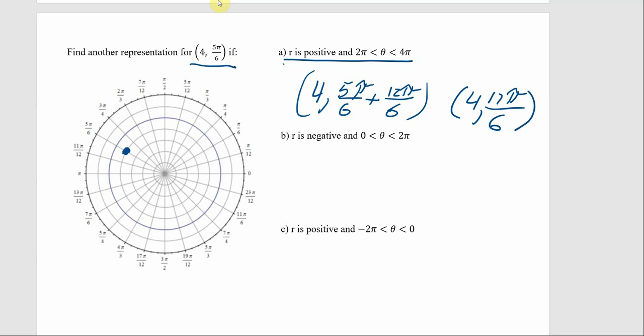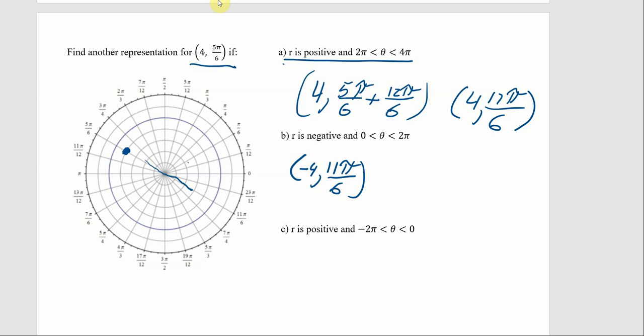All right, I want r to be negative, and the angle between 0 and 2 pi. So between 0 and 2 pi, I have to go positive direction, but if r is negative, I have to come over here to 11 pi over 6, so basically just adding pi to it. So r is going to be negative now. That's going to be a negative 4, and we would have to be at 11 pi over 6. That is also the same representation of that point.